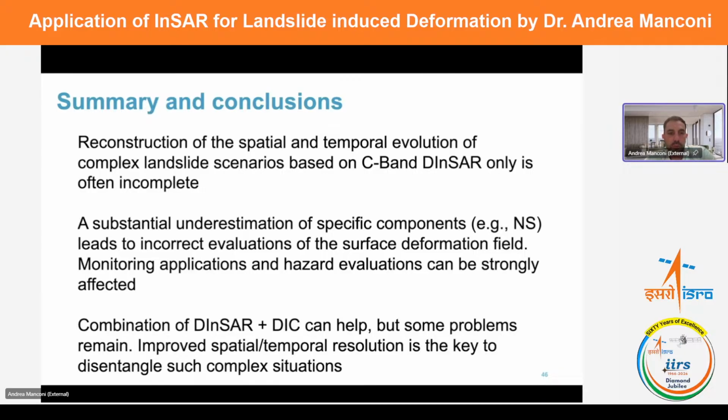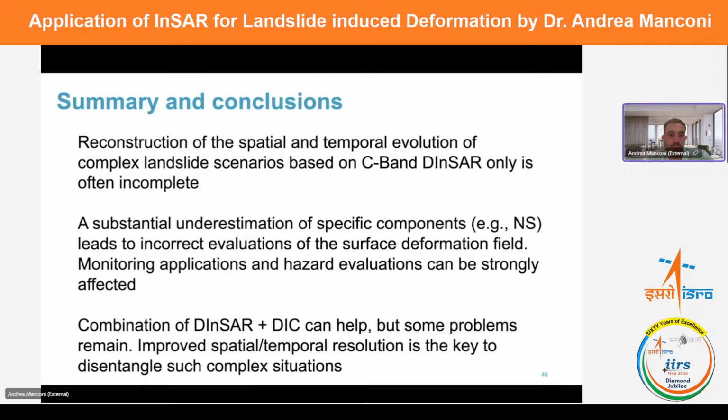Summarizing the information I provided: the reconstruction of the spatial and temporal evolution of a complex landslide scenario using C-band InSAR might often be incomplete, and I've been showing this by listing some examples in the Swiss Alps. And you might have substantial underestimation of specific components, especially in the north-south, which would lead to incorrect evaluation of the surface deformation field. So it always needs to be considered, and the monitoring applications can be strongly affected.